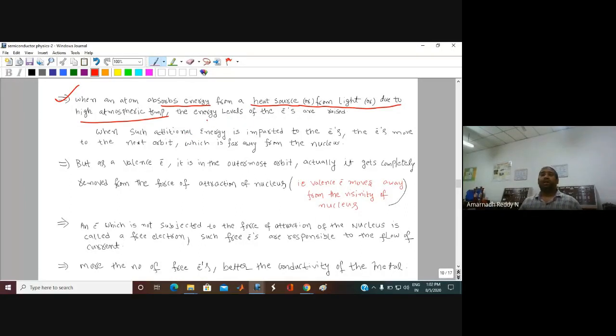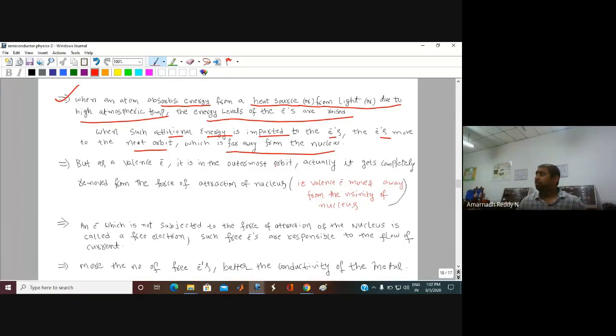Why? Because certain energy levels are already there, and you are giving energy externally to the atom. So obviously the energy levels of the electrons are raised. When such additional energy is imparted to the electrons, the electrons move to the next orbit, from first orbit to second, third, fourth, whatever it may be depending upon the atomic number, which is farther away from the nucleus.